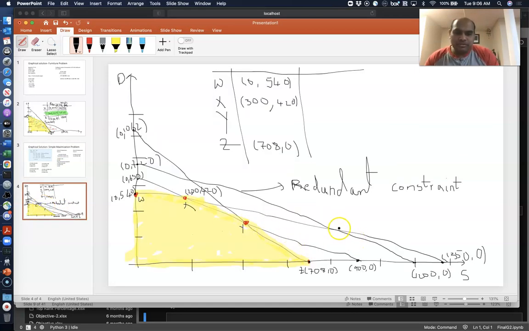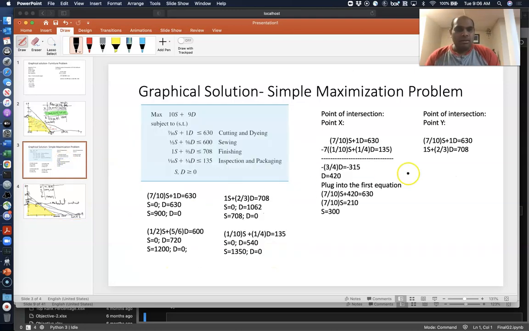There is this point of intersection here. There is this point of intersection here, which we are not going to consider. And there is this point of intersection here. They're all points of intersection. We're not going to find all of them. We're only going to find the ones that bound our feasible region. Right? So let's solve this quickly.